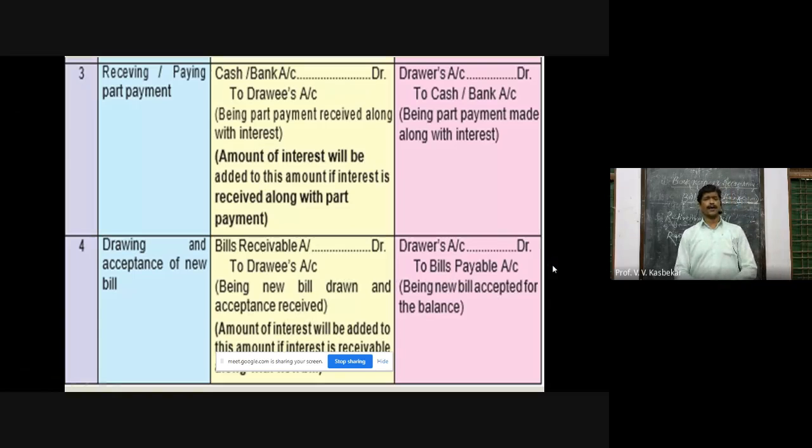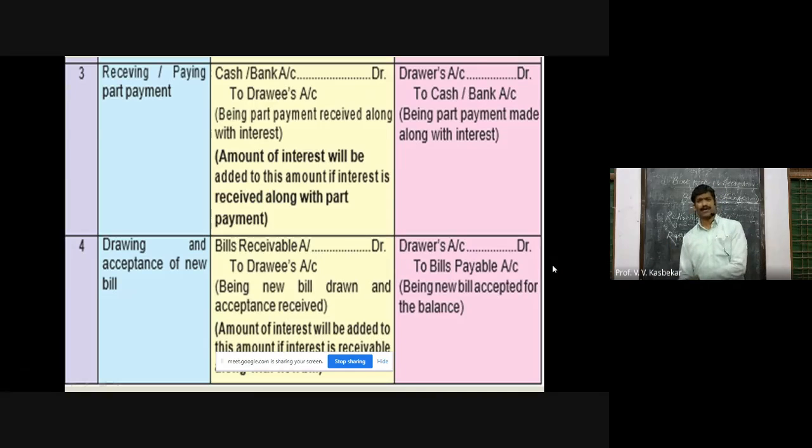Then receiving payment or part payment. Cash or bank account debit to drawee's account. Here cash will be received, so cash will be debited and drawee will be credited. Then in the books of drawee, drawer's account debit to cash or bank account. That means drawer will be debited, and as cash is paid by drawee, cash goes out, so cash and bank account will be credited. Then drawing and acceptance of new bill.